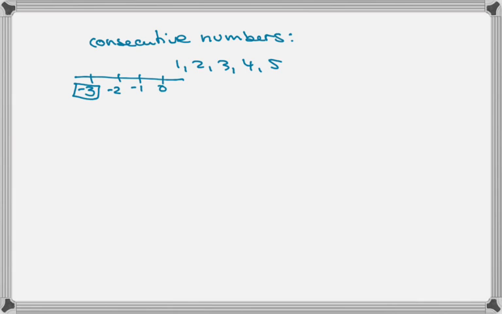Now, this is algebra, so we need to give them a label as a variable. If our first number is x, then the second one would be x plus 1. The third one would be x plus 2, because they have a difference of 1. So x plus 1, x plus 2, x plus 3, and so forth. Now consecutive odd numbers.